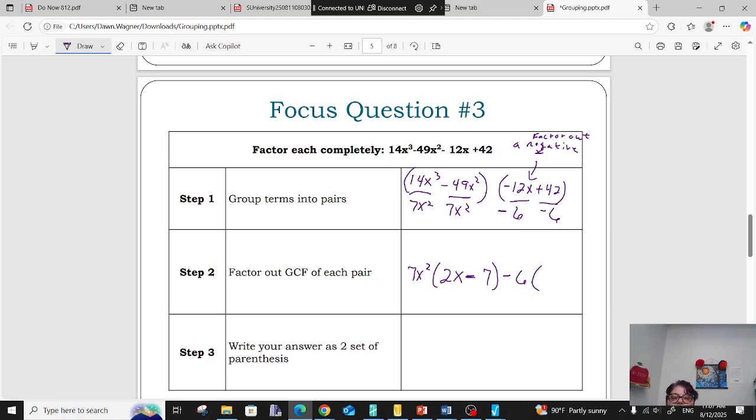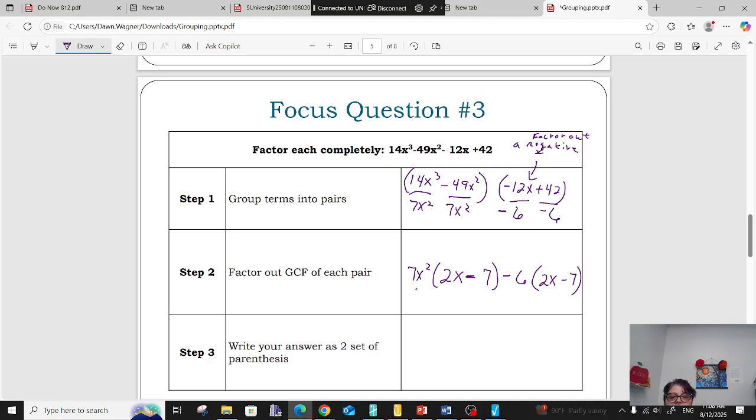What is negative 12 divided by negative 6? 2, and I have an x. What's 42 divided by negative 6? Negative 7. See, if I didn't do the negative, these two parentheses wouldn't look exactly the same. And for grouping to work, these two parentheses have to look exactly the same. And if they didn't, you have to go back and say, oops, I chose the wrong greatest common factor.